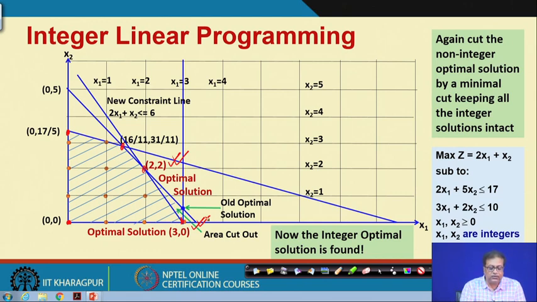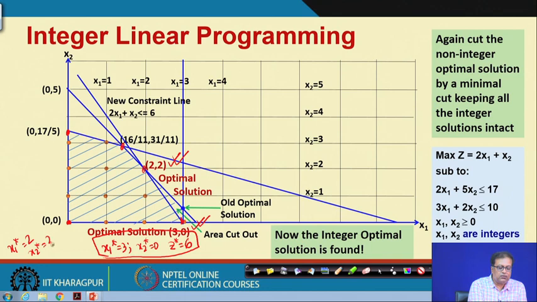So, when you cut out, then now the new optimal solution are x1 star equal to 3, x2 star equal to 0 and z star equal to 6. So, this is one optimal, and the other optimal is x1 star equal to 2, x2 star equal to 2 and z star is also 6. So, these are our two new optimal solutions, right. And both are integer. So, since an integer solution is found, we have found out the optimal value.